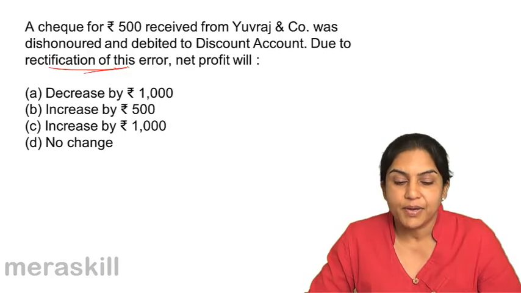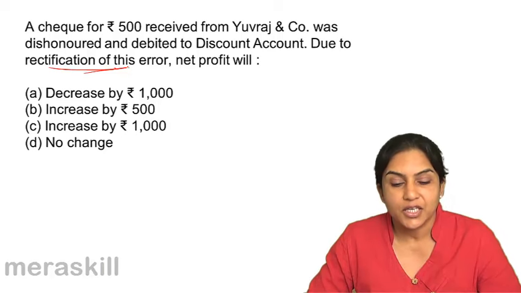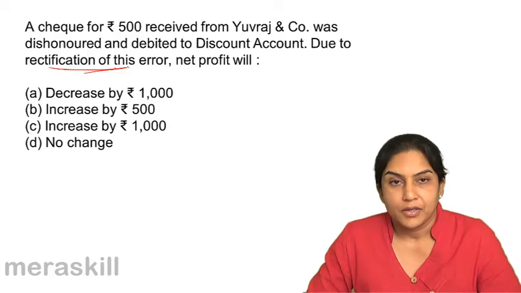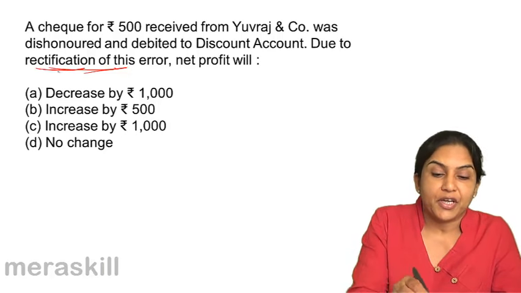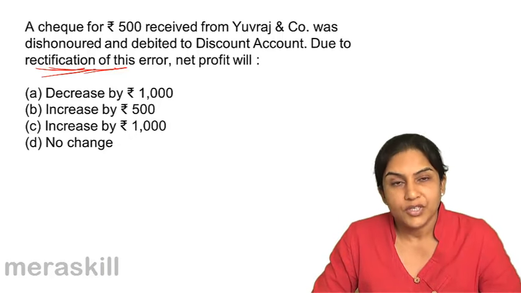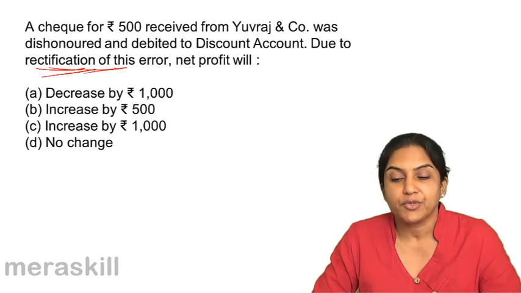B. Increase by 500? C. Increase by 1000? And D. No change. Due to rectification, when you correct the mistake, what is the mistake? A check for 500 was received from Yuvraj.